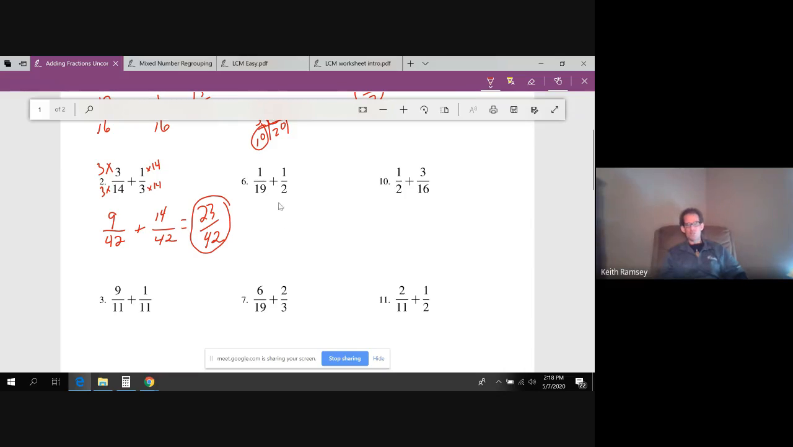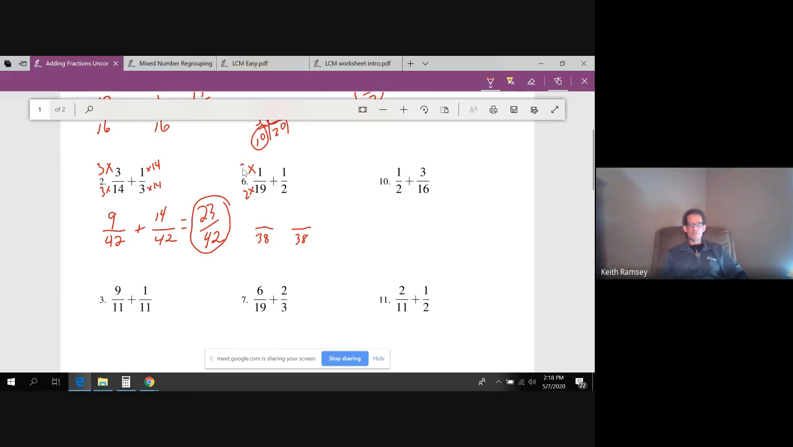All right, let's look at number 6. This is kind of like the last one, because 2 is prime. It's divisible only by 1 and itself. It is not a factor of 19. So to find the least common multiple, multiply them by each other. 2 times 19. So if I multiply 2 times 19, I have to change both of these fractions. And I know that 2 times 19 is going to be 38 for both of these. So this becomes 38, and this becomes 38.